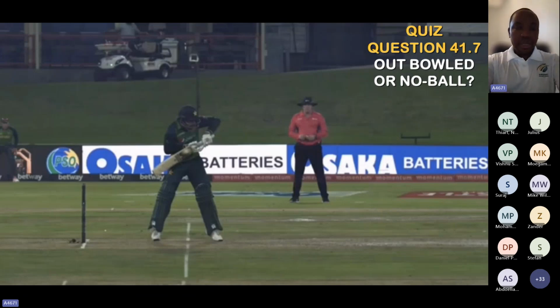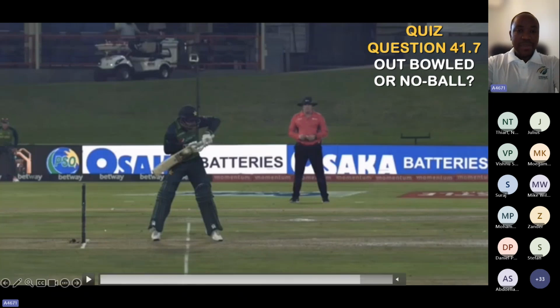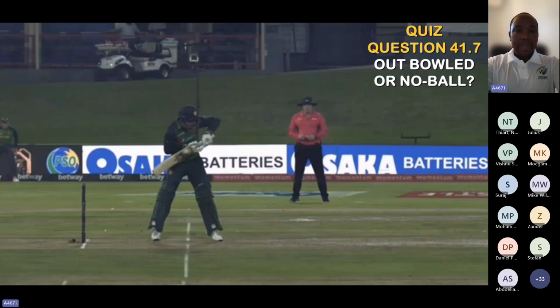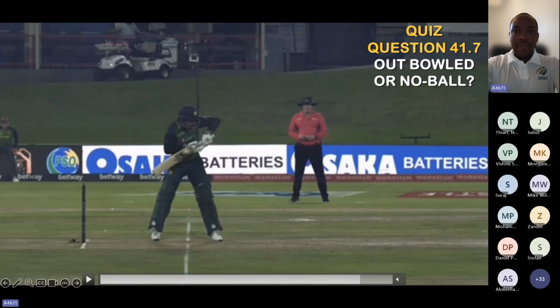Okay, so the correct answer here: you can see that Shadab Khan is actually standing on his toes, and this ball is a couple of centimeters above waist height, even standing on his toes. So definitely, standing normally upright at the popping crease, it is above waist height. The correct answer for question 41.7 is call and signal no ball.